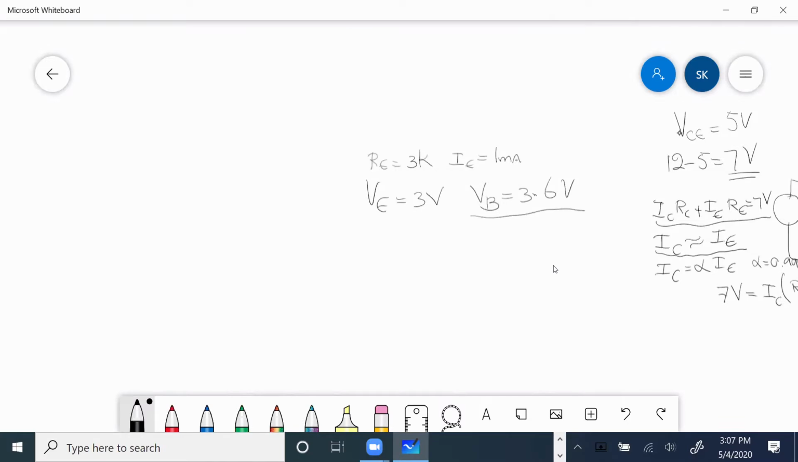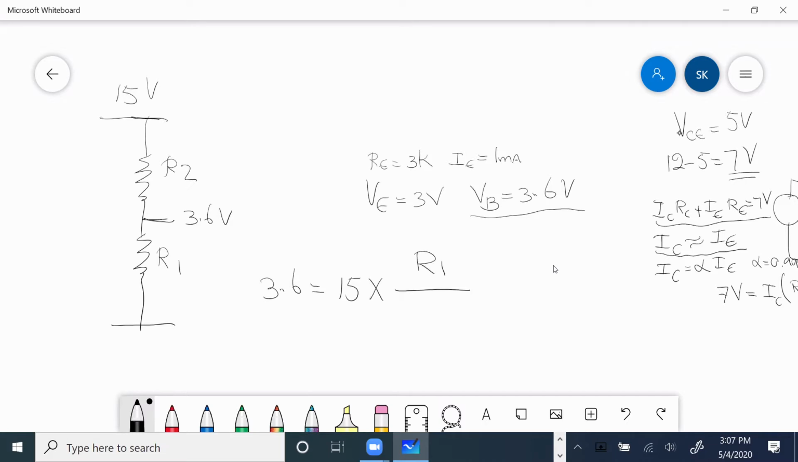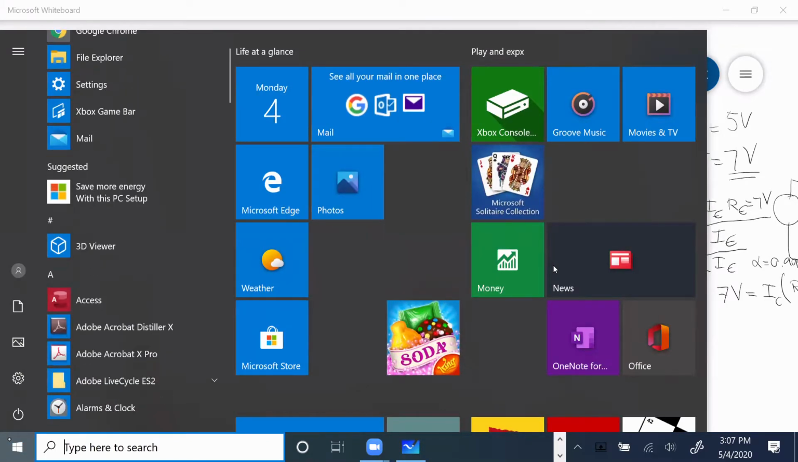Okay, so now we can say, look here. This was R2, this was R1, this was 3.6 volt, and that was 15 volt. Can we say 3.6 is equal to 15 times R1 divided by R1 plus R2? Now 15 divided by 3.6.